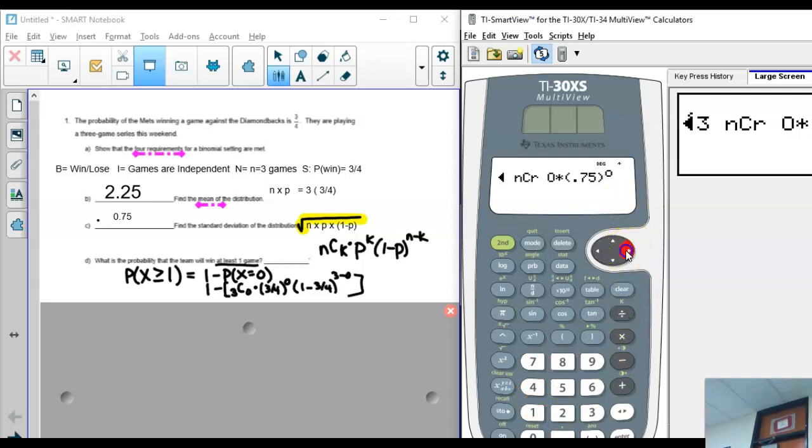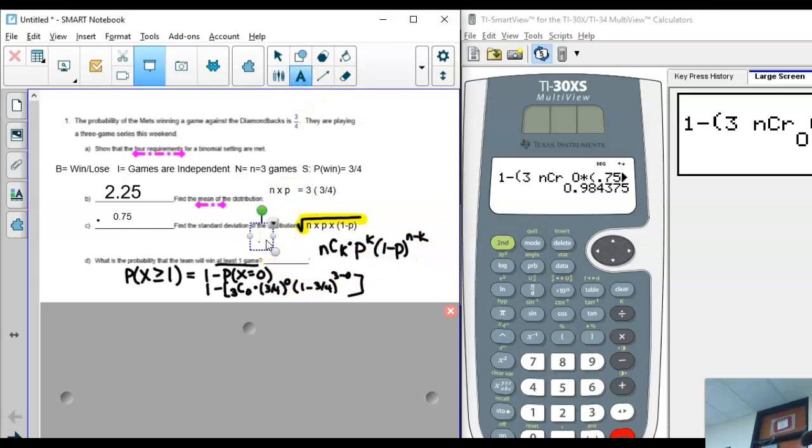And then I need to arrow over, and then I'm going to do 1 minus 0.75. Well, lots of us know that's 0.25, but in case you can't do it, you need to actually use that 1 minus 0.75, to the 3 minus 0 power. So I know that that's 3, so I'm just going to put 3 in there. Okay. And then I'm going to arrow off, close off that parentheses, and hit enter. And your answer should be 0.9844. Okay. And I'm fine if you guys just round to the nearest hundredth. So that's our answer for D.